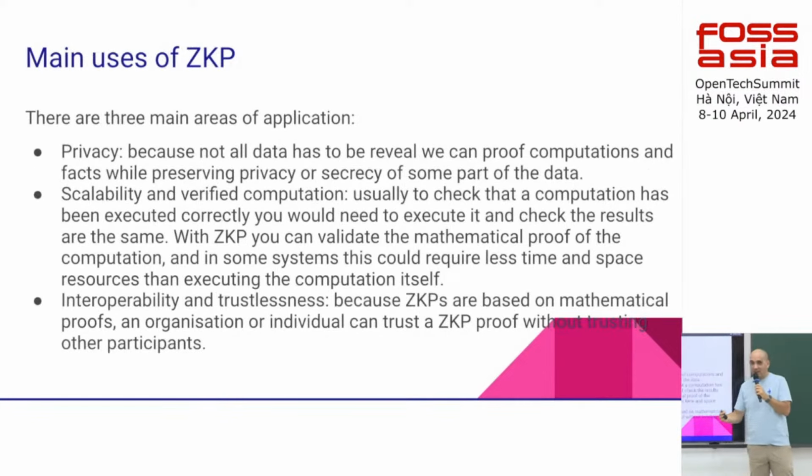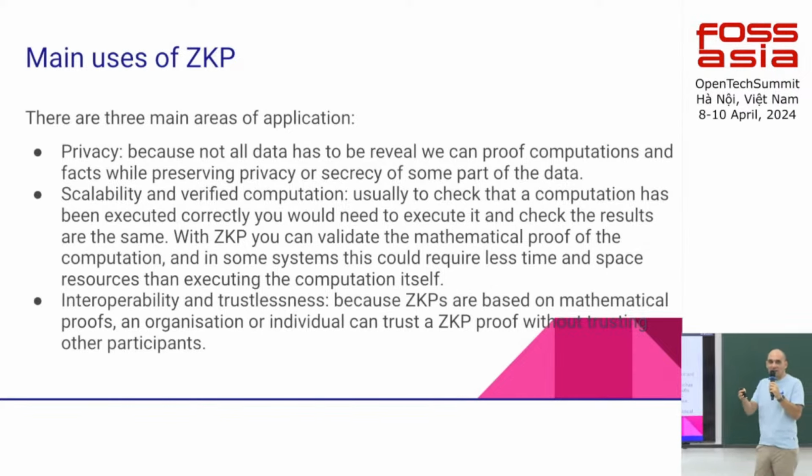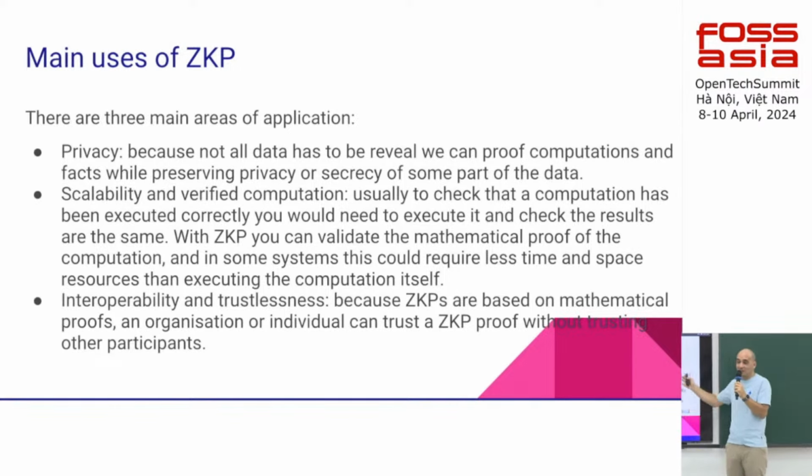Then there is scalability. Normally, if I tell you the result of this computation is this, for you to be sure that I'm telling you the truth, you have to compute it again and see if you get the same result. With a zero knowledge proof, I can give you a proof that I have computed this and that this is the actual result. And verifying the zero knowledge proof probably takes less space, less memory and less computation than the computation I'm proving. So that gives us the power of scalability. That's what ZK rollups use it for, for example.